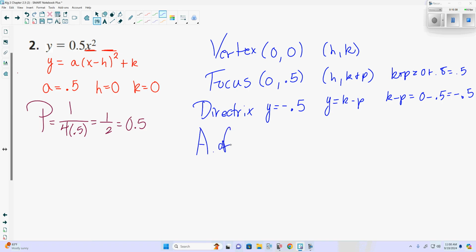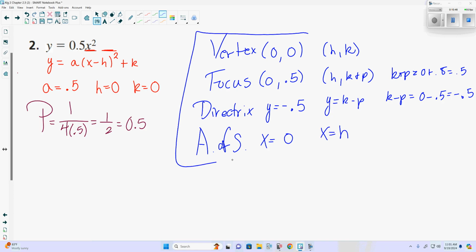Axis of symmetry would be x equals h, which is just x equals 0. Questions on this here?